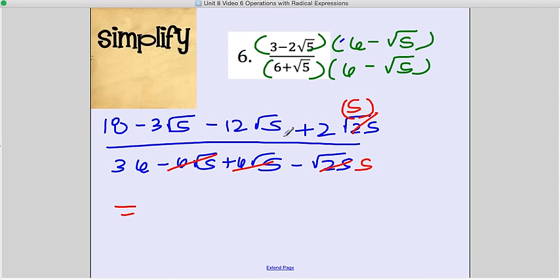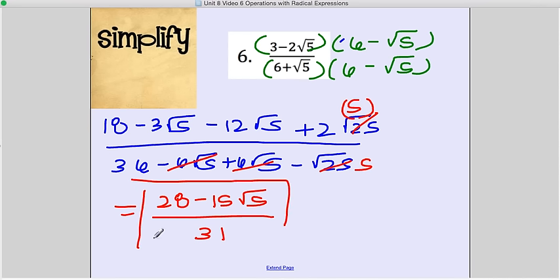So I would have 18 plus 2 times 5, which is 28. Negative 3 minus 12 is minus 15 square root of 5, all over 36 minus 5. So that gives me 31. So first my check is, did I get rid of my radical in my denominator? Yes, I just have 31. And then I would check, can I reduce this fraction or this radical at all? No, I cannot. Then I would say, are these numbers all divisible by the same thing? No, they're not. So this is my final answer for example 6.